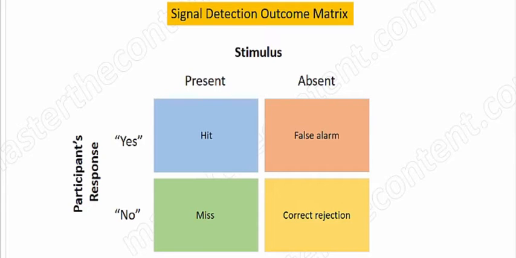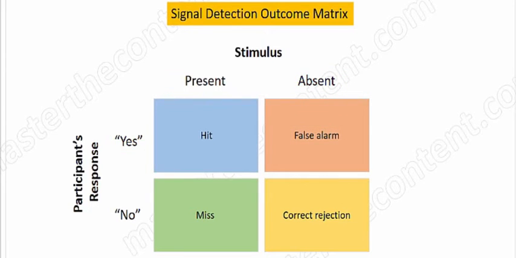When an observer is presented with a faint stimulus, they can provide one of 2 responses, that being the signal is present or the signal is absent. If the stimulus is presented and the observer responds yes, it's called a hit. If the stimulus is presented and the observer responds no, it's called a miss. Conversely, if the stimulus is absent and the observer responds no, it's called a correct rejection. If the stimulus is absent and the observer responds yes, it's called a false alarm.